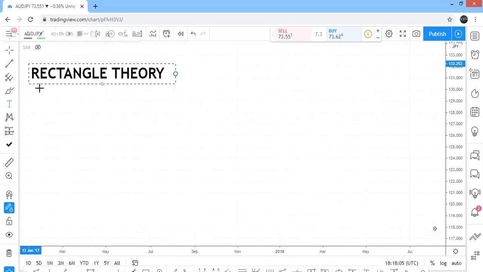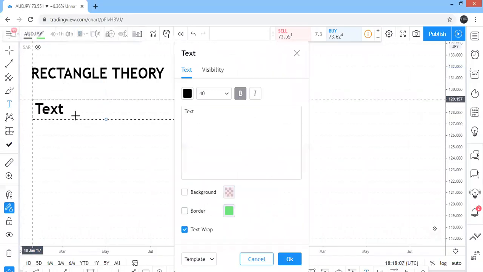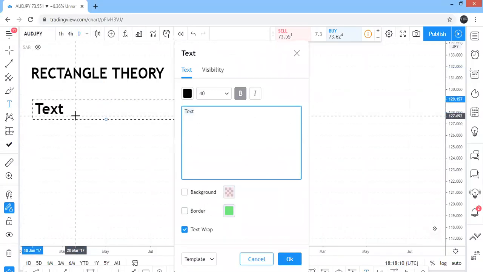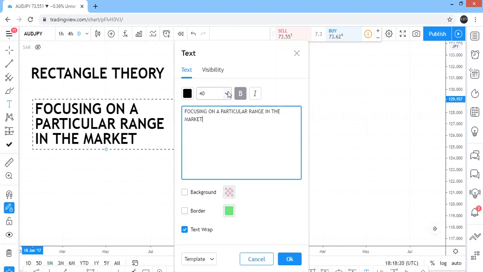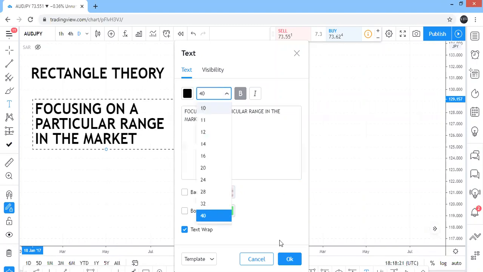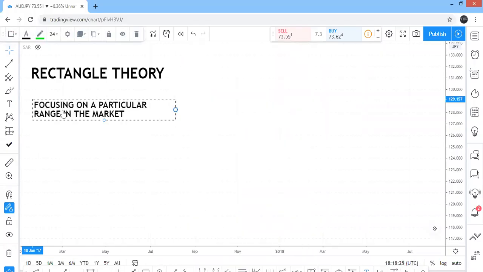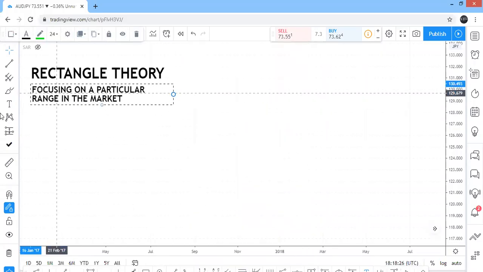Now, rectangle theory, what is it about? Rectangle theory is focusing on a particular range in the market. So you see that there is a range that has formed in the market, and that's the only part you're willing to focus on. And there are three aspects to this rectangle that you need to know.